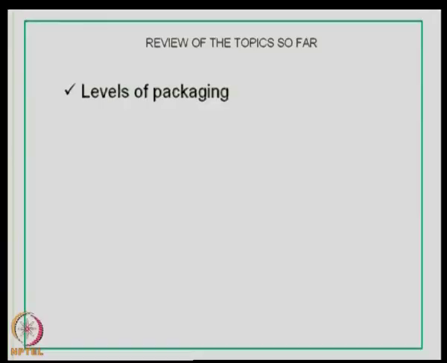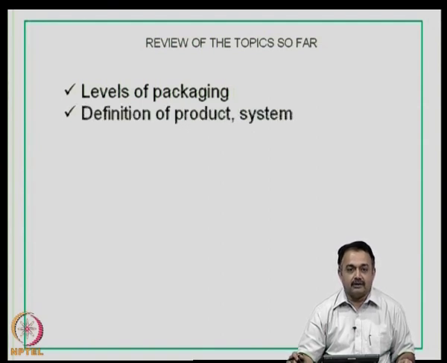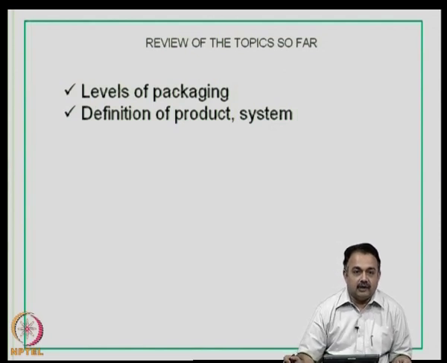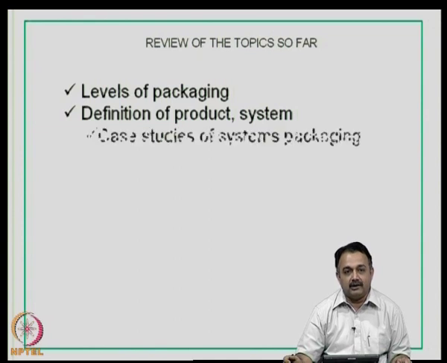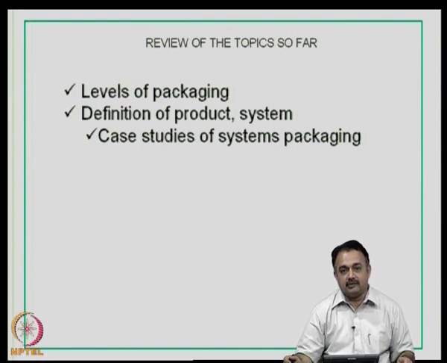What we have seen is levels of packaging. We have seen first, second and third level of packaging and understood the critical areas in each of these levels of packaging. Secondly, we saw the definition of a product and a system. We have defined what packaging is, and we have seen at least 4 different case studies of systems packaging.